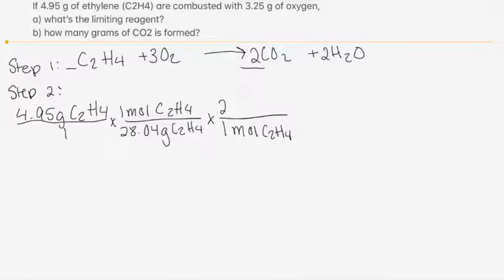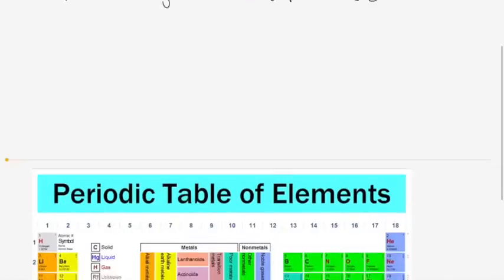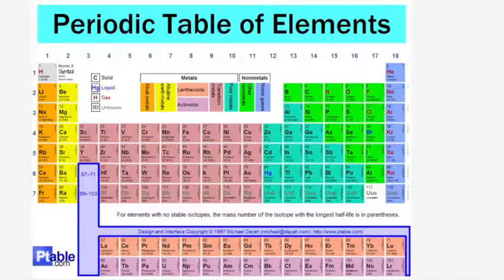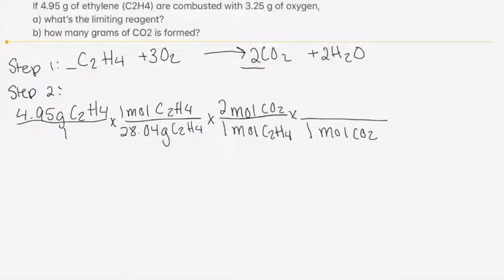But since we're looking for CO2, CO2 does have a coefficient. When we balanced it, we put that 2 in front. So we want to make sure that we put that 2 mole CO2 on the top. And then we are looking for grams, so we'll put 1 mole of CO2 on the bottom, and we'll put the molar mass on top. So we're just going to scroll back down, and we see that carbon's 12 again, and oxygen is about 16, and we have 2 oxygens. And so that's about 44 grams CO2.